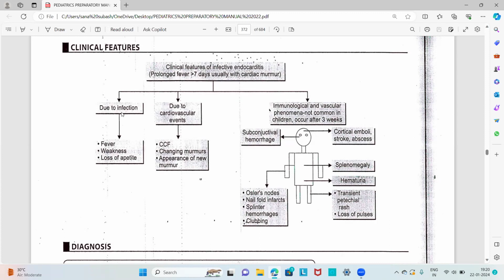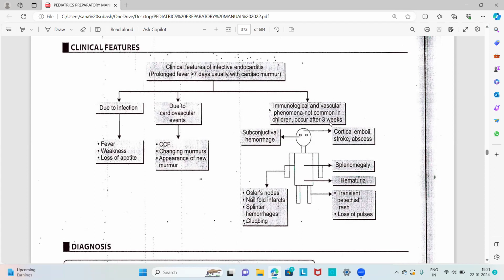Due to the infection with these organisms, there will be fever, weakness, and loss of appetite. And due to cardiovascular events, because of the vegetation formation, there will be congestive cardiac failure, changing murmurs, and appearance of new murmurs. Changing murmurs, new murmurs, and CCF are indicative of infective endocarditis. Because of immunological and vascular phenomena, it is not common in children.